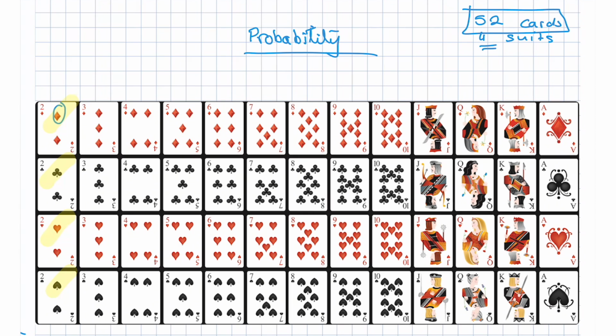Now looking at the number of cards, we start off from number 2 through to number 10. We have 3 face cards, a jack, a queen, a king, and an ace.